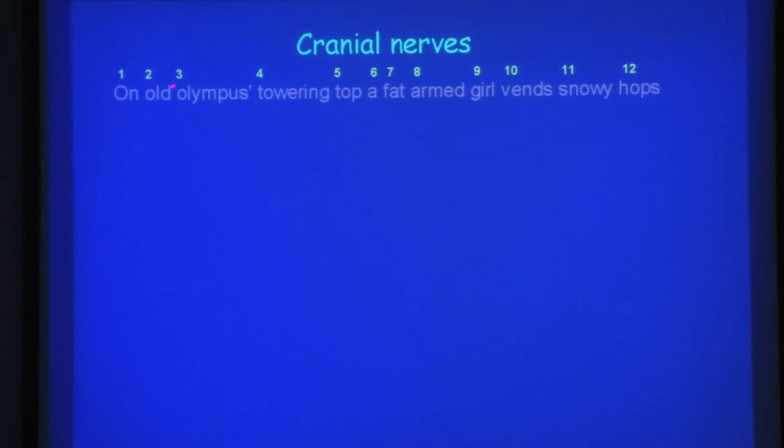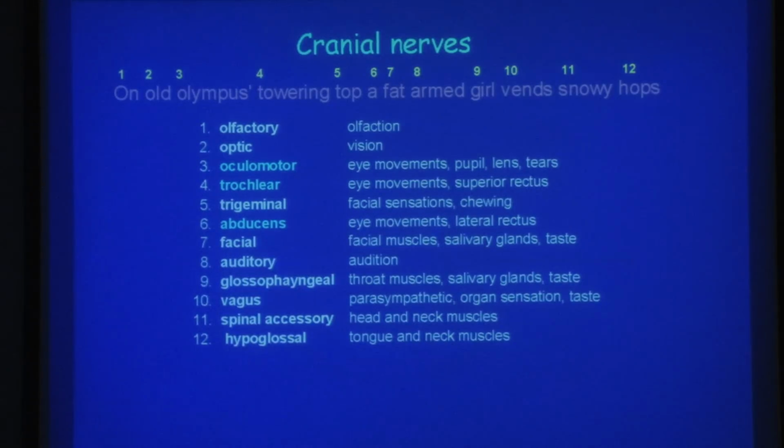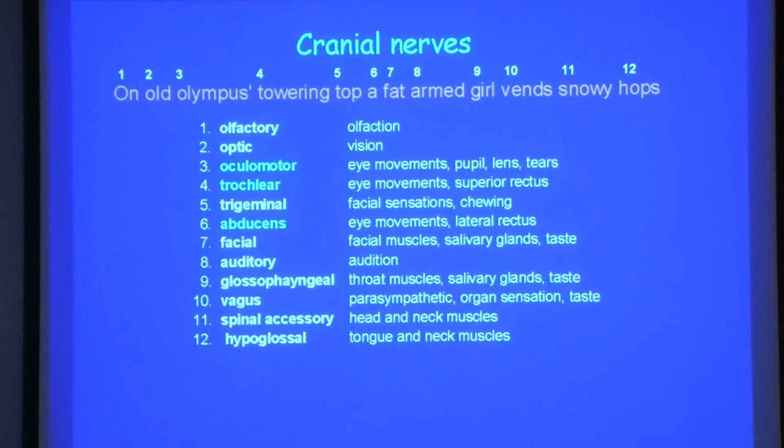The first letter of each designates each of the 12 cranial nerves. So if we then look at that, here they are. All right, the first one is the olfactory one. The second is the optic. Then we have the ones in blue here, which innervate the eye muscles: oculomotor, trochlear, and abducens. All right, and then one of the important ones that you're going to hear a lot about is your auditory one. That's number 8. All right, so those are your 12 cranial nerves.